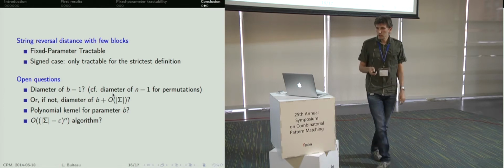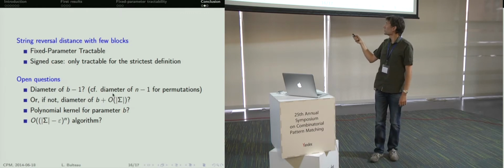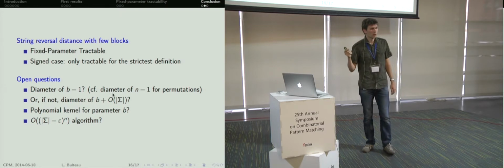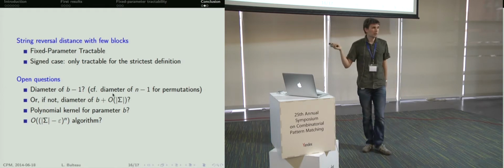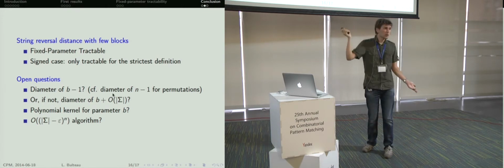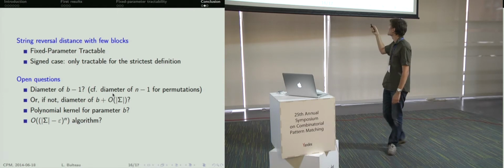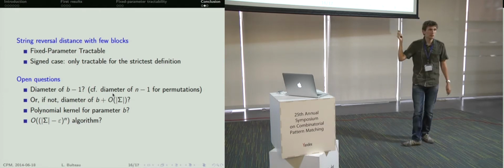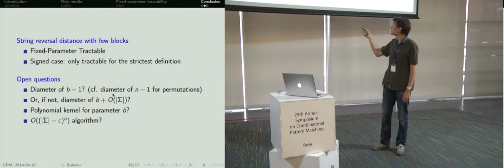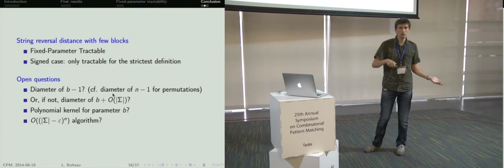And some nice open questions we've found. First of all, can we have a better bound for the diameter? So I gave 2b minus sigma. We don't have examples reaching this bound. And it could be only b minus 1, since the diameter for permutations is the number of elements minus 1. That could be. If it's not, then it would also be nice to have some b plus only a function of the alphabet.